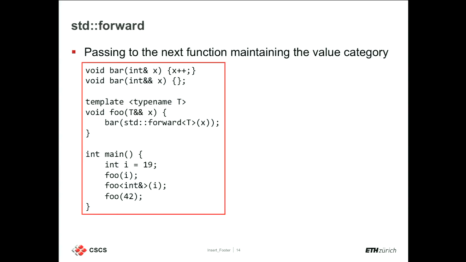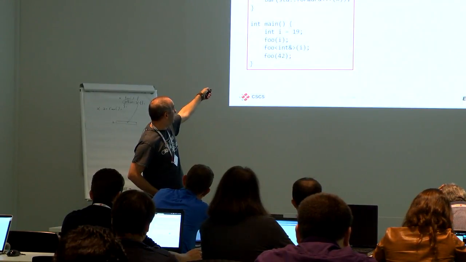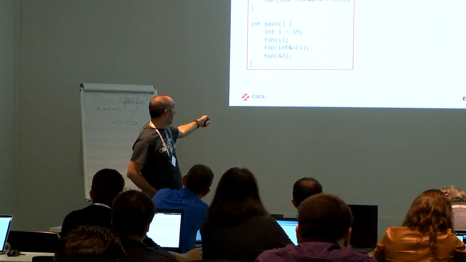This will maintain the reference-ness of x. So that if decltype of x is T ref, then x is a ref. Otherwise, it's just a reference. Right? It applies that simple trick of collapsing that was seen earlier. In the case of foo of 42, you go to here, x is an R-value reference. You take this R-value reference and forward it as an R-value reference, and we'll call the bar without the implementation. In all the other cases, x will be an int ref, and we'll call the actual operation and change the value of x.